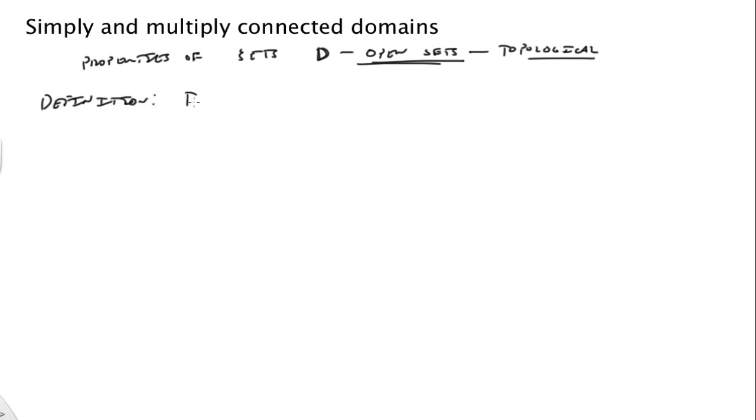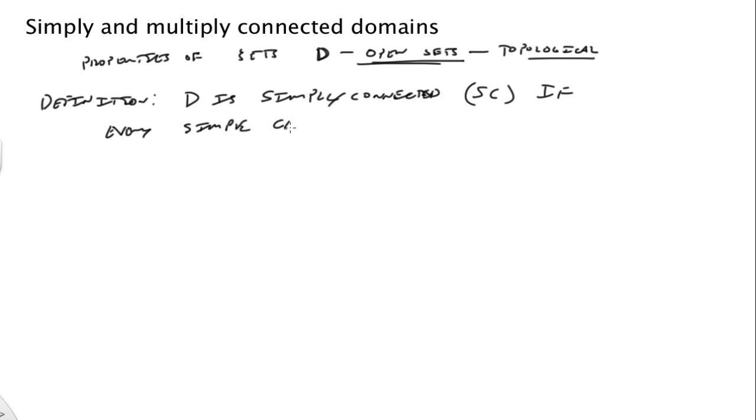is that a D, an open set, is simply connected, and I'm going to call that SC from now on, if every simple closed contour in D only encloses points in D.